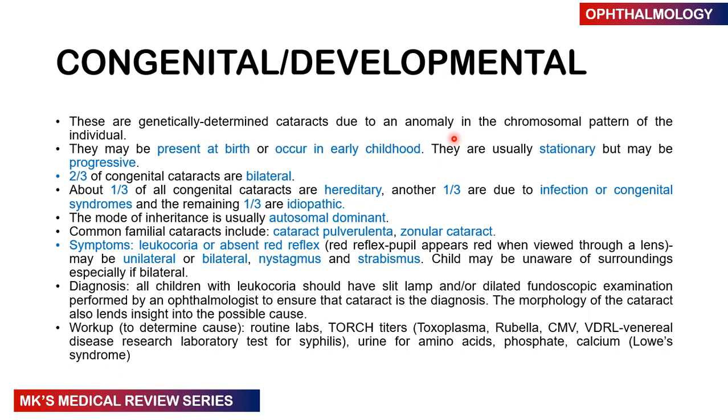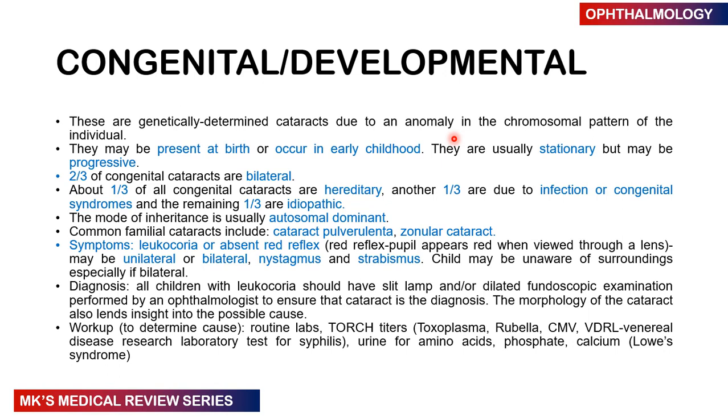Then, 2/3 of them are going to be bilateral. So in 2/3 of the cases, you have cataracts affecting both eyes. In 1/3 of the congenital cases, the cataracts are hereditary. Another 1/3 are due to infections or congenital syndromes. Then 1/3 are idiopathic.